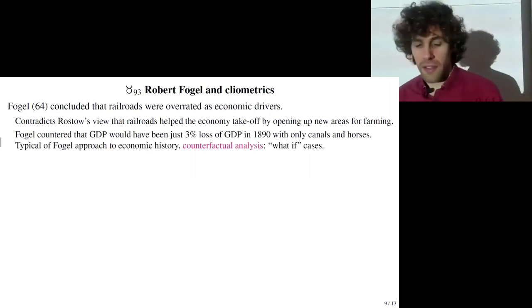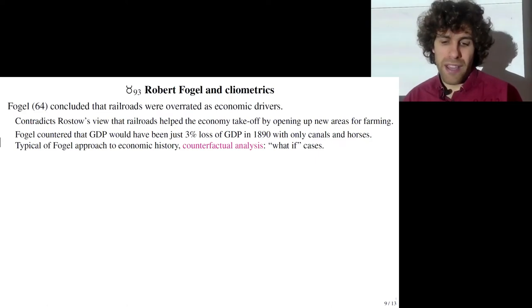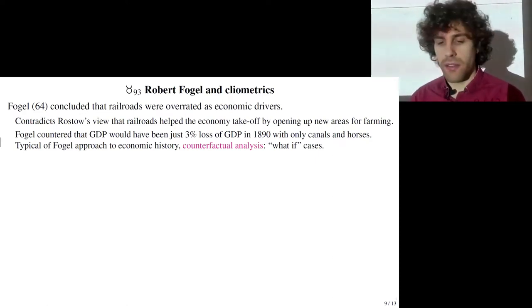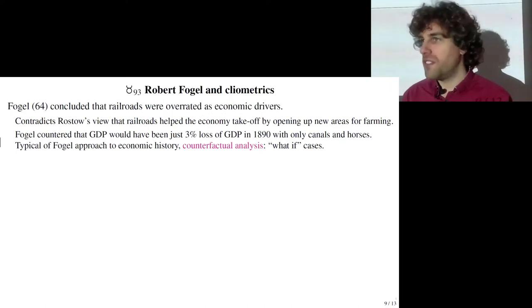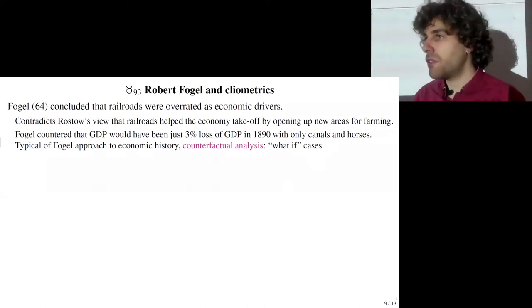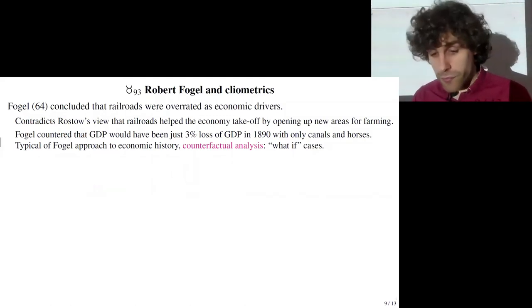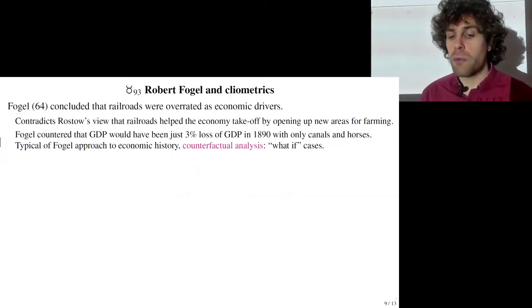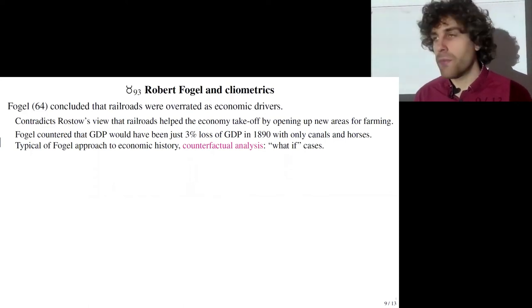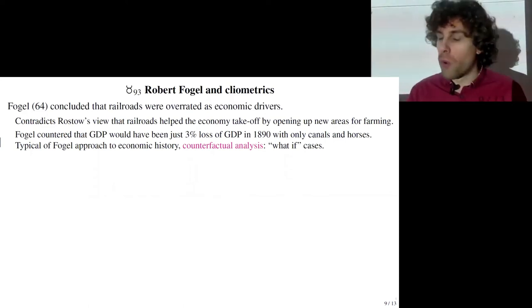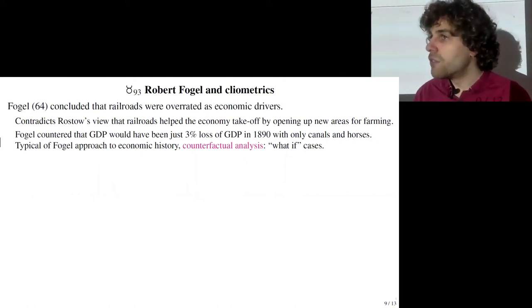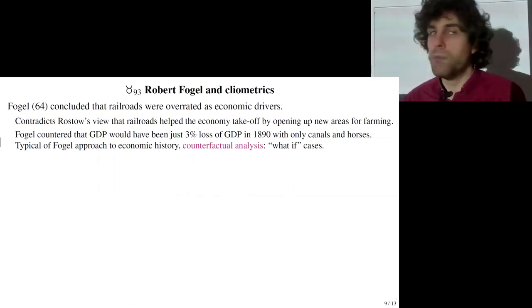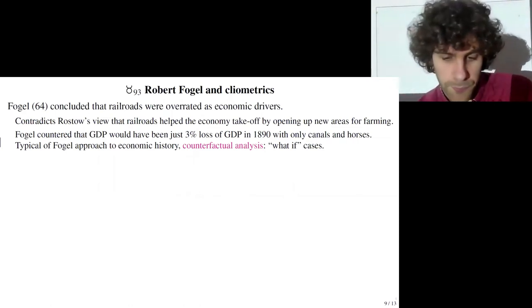So Fogel contests this idea by running a counterfactual analysis. He asked the what-if case, basically what would have happened if railroads were not developed. And in this counterfactual scenario, he finds that the GDP would have been just 3% lower in 1890 if there had been no railroads, but just canals and roads and rivers and horses to move people and merchandise.